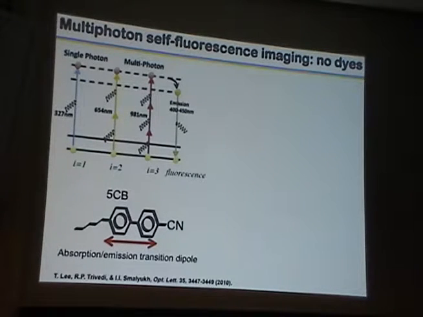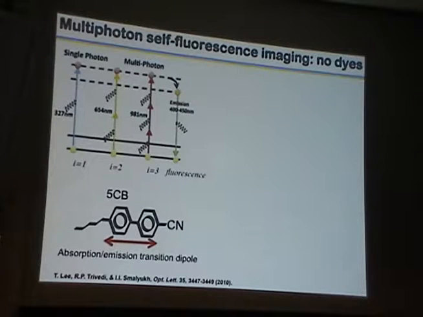So, as I already mentioned, we can use different types of nonlinear processes to visualize patterns of molecular orientation. When we look at the liquid crystal molecules like pentyl-cyanobiphenyl that you can see here, we realize it's essentially a dye molecule, because if you were to excite it in the UV part of the spectrum, at a wavelength of 327 nanometers, it would fluoresce in the spectral range around 400 to 450 nanometers. Because the absorption and emission transition dipole moments are parallel to the long axis of the molecule, we understand that the emission is highly polarization dependent, so it would depend on the orientation of polarization of the excitation laser light that we would use.